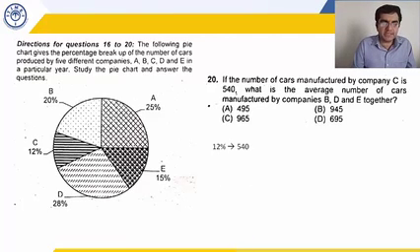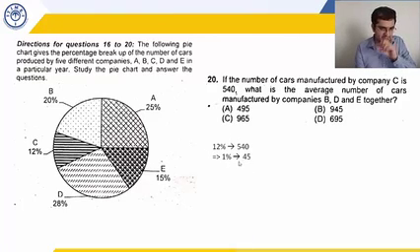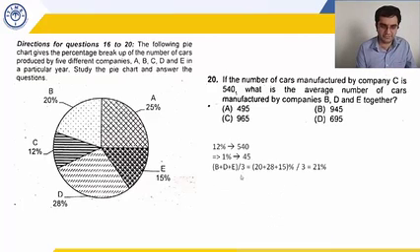So basically 12% corresponds to 540. Cars by C is 12%, which is given as 540. You have to find the average number of cars by B and D together. So just a simple calculation, 1% becomes 45.